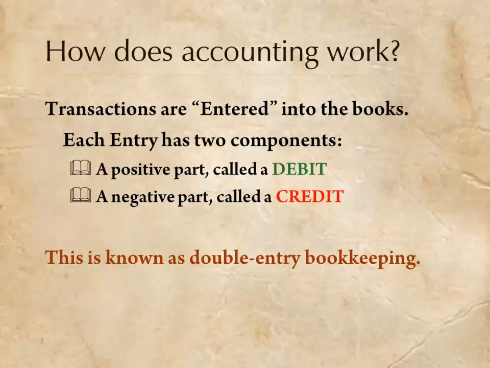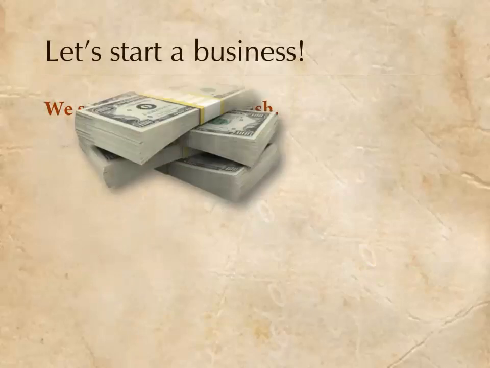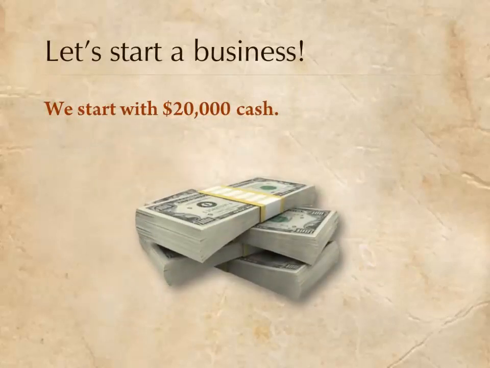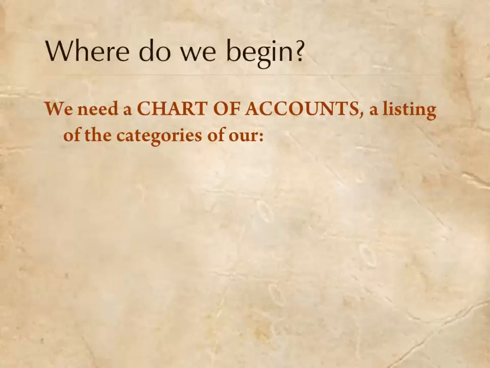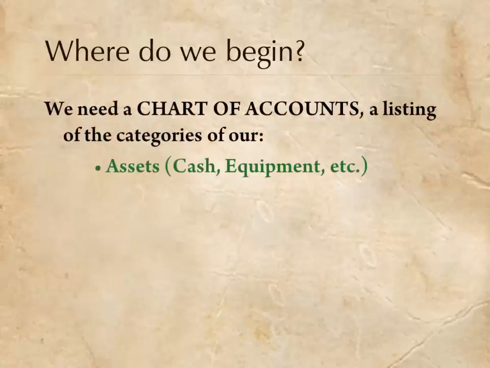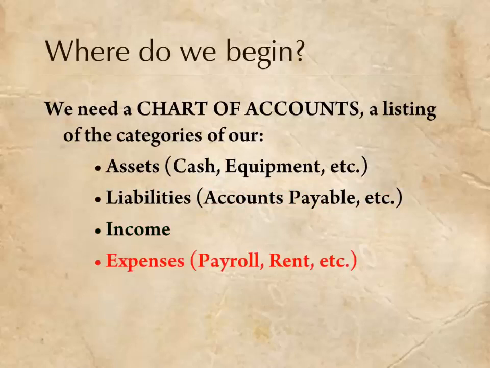So let's see what this means. Let's start a business. We'll start with $20,000 in cash. Great! Now, how do we account for it? Before we can start, we need a chart of accounts, which is nothing more than a listing of the categories for our assets, such as cash, equipment, and the like, liabilities, such as accounts payable, loans, debt, and the like, income, such as sales, and expenses, such as payroll, rent, and the like.